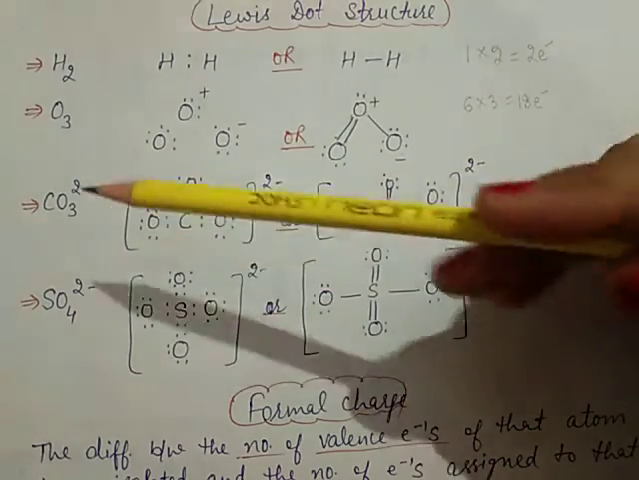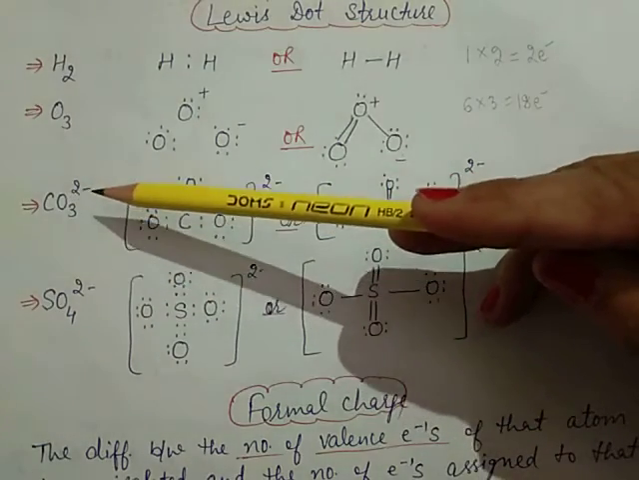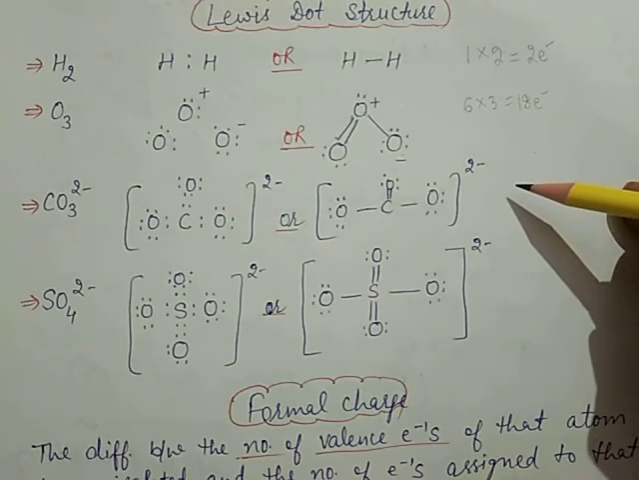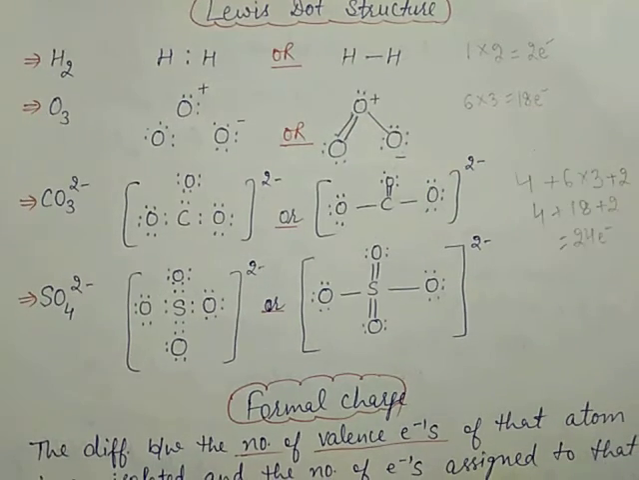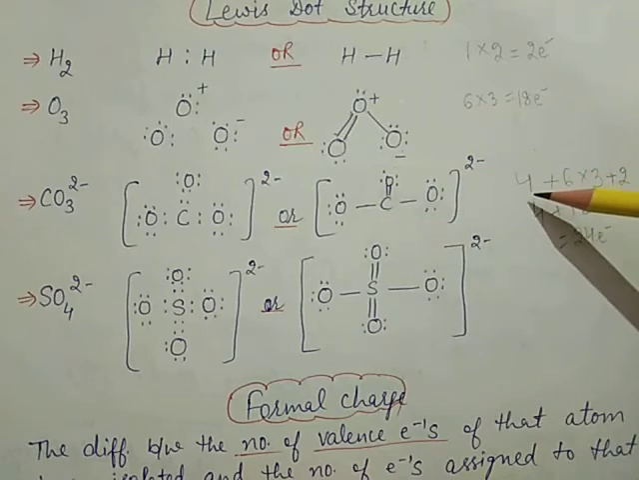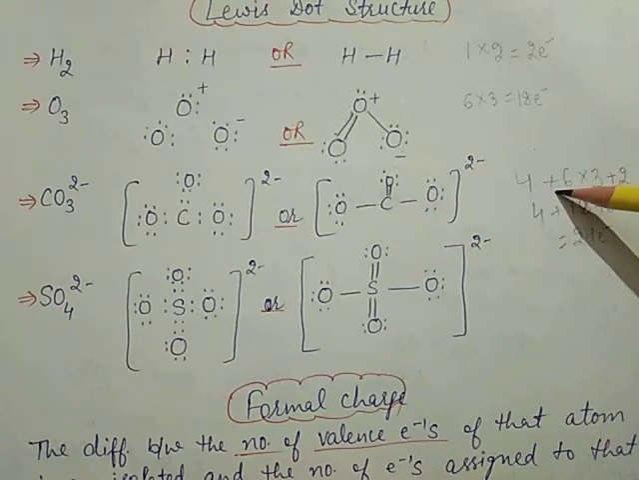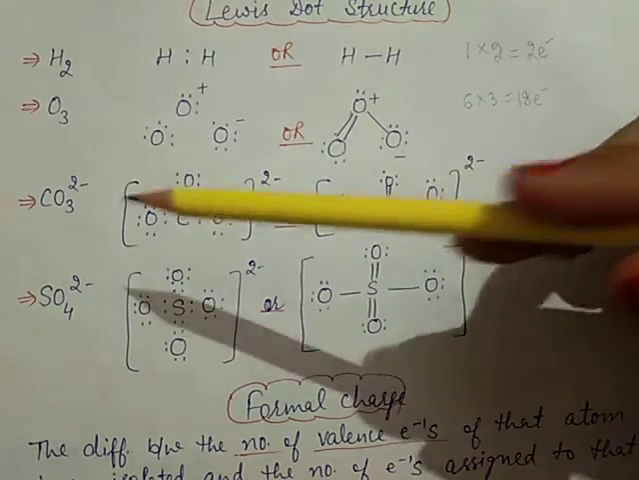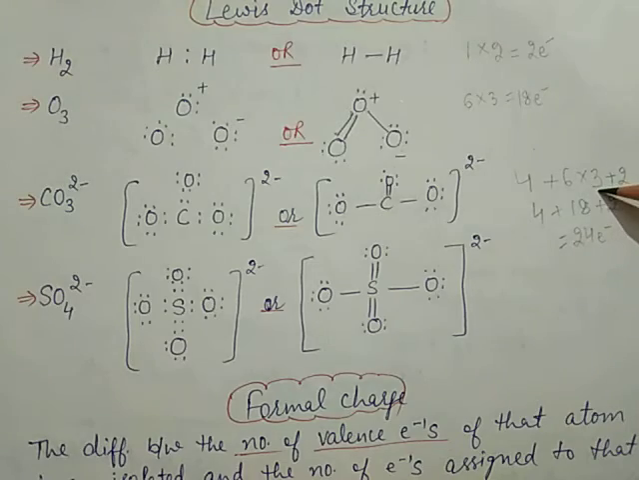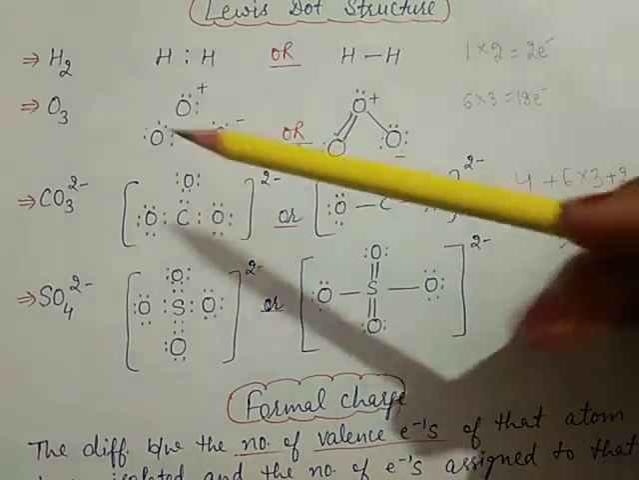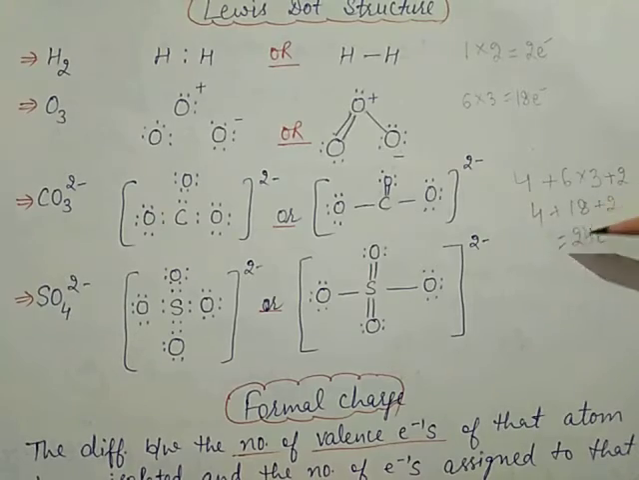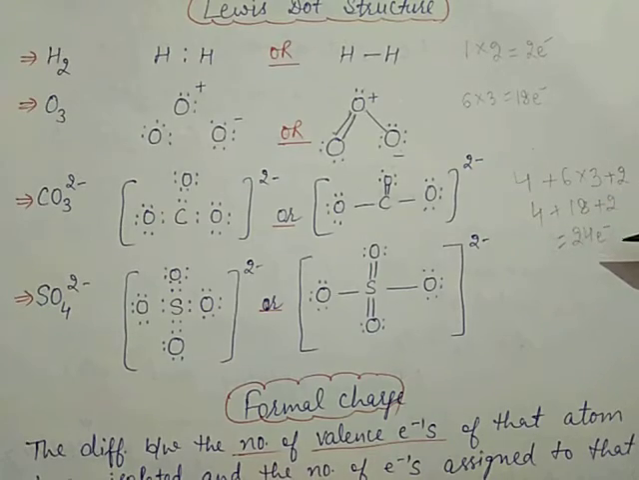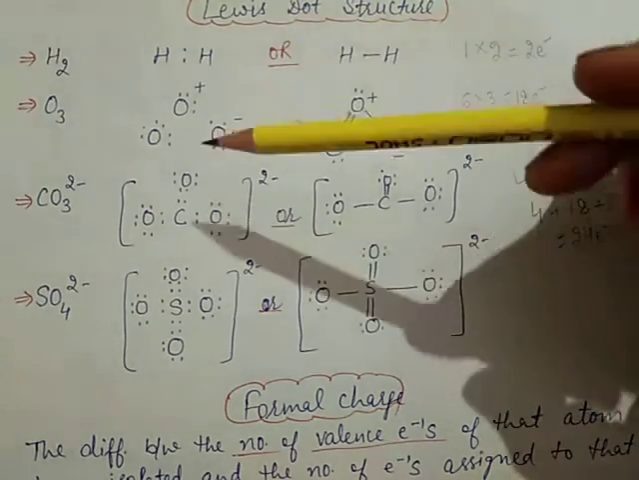Our next example is carbonate, CO3 2 negative. Carbon has 4 valence electrons, plus oxygen has 6. 3 oxygen atoms are present, so multiply by 3, plus 2 for the charge. So here you add the 2. After that, 24 electrons are present in carbonate.